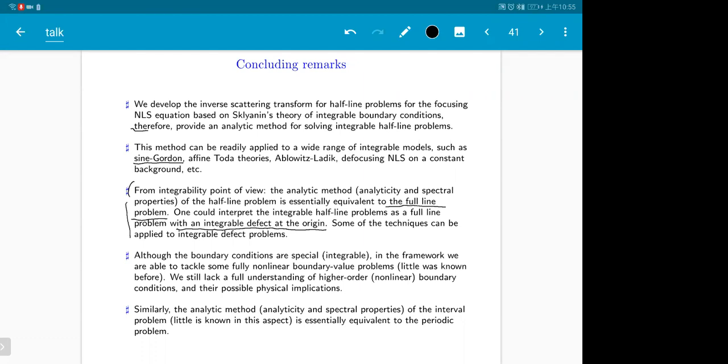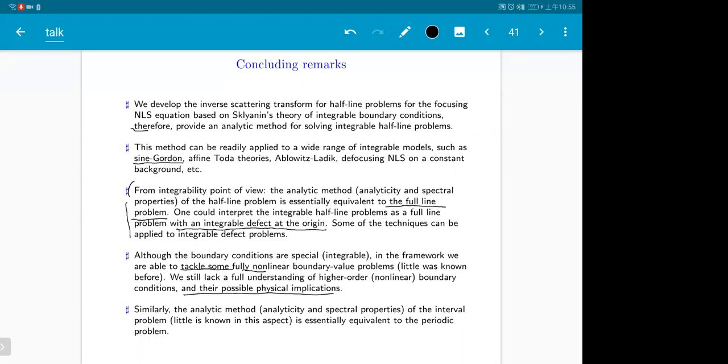So although the boundary conditions we consider here are special because they are integrable, in this framework we are already able to tackle some fully nonlinear boundary problems, which were very hard problems. However, we lack full understanding of the higher order boundary conditions, which are fully nonlinear, and what their possible physical implications are.